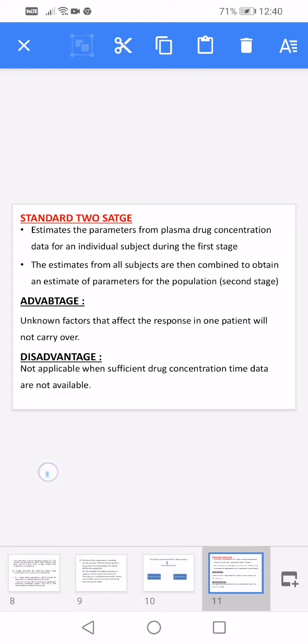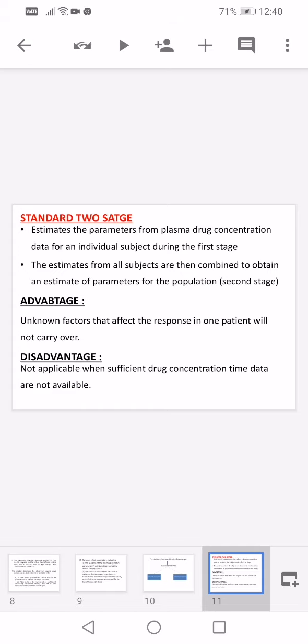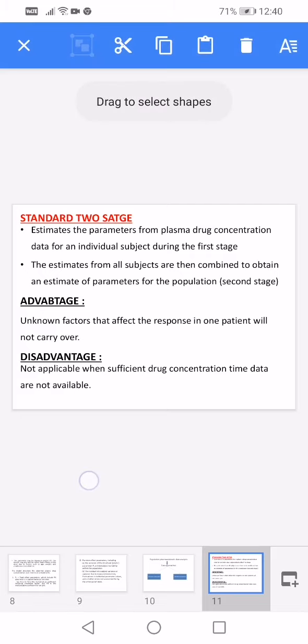By using this method, the advantage is that the unknown factors that affect the response in one patient will not carry over. Suppose in the first person you have some alterations, you will easily identify that and you are not going to combine that factor in the other patient's profile. We are going to stop over there only. That is the main advantage.